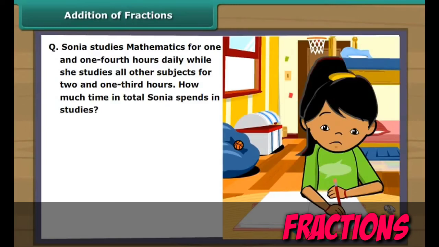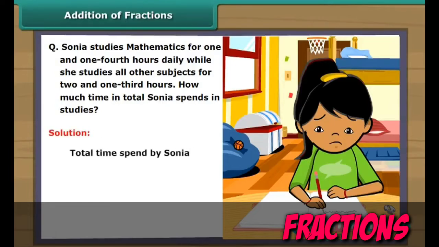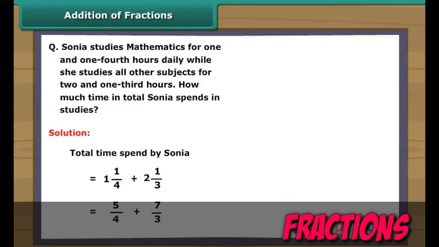Sonia studies mathematics for 1 and 1/4 hours daily, while she studies all other subjects for 2 and 1/3 hours. How much time in total Sonia spends in studies? Total time spent by Sonia is equal to 1 and 1/4 hours plus 2 and 1/3 hours. This is equal to 5/4 plus 7/3. Since the denominator is not same, we will take LCM of it.